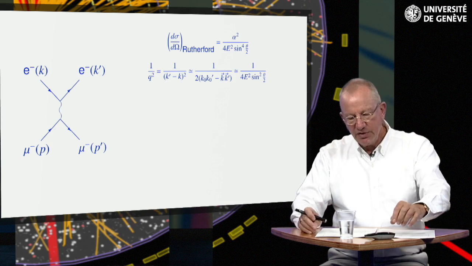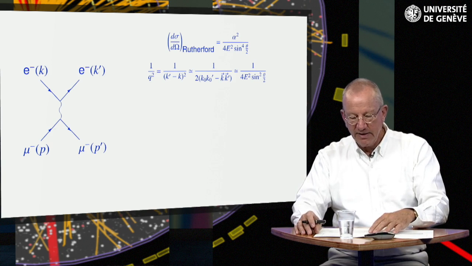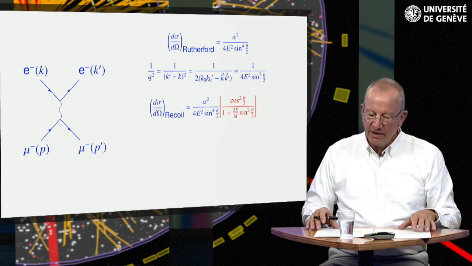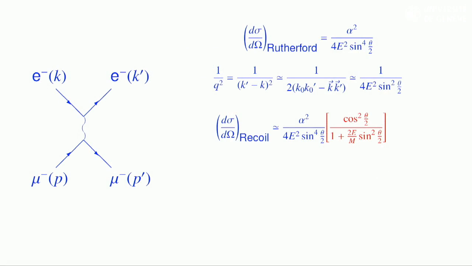The angular distribution is extremely steep for the scattering of point-like particles, and it peaks at small angles. This remains valid when including the effect of the target recoil and the spin of the particles. The additional term in red, shown here, with m the mass of the target, takes into account the recoil. It is the ratio between the incident and the outgoing electron energy, E prime over E. This ratio is 1 for an infinitely heavy target, but less than 1 for an important recoil.